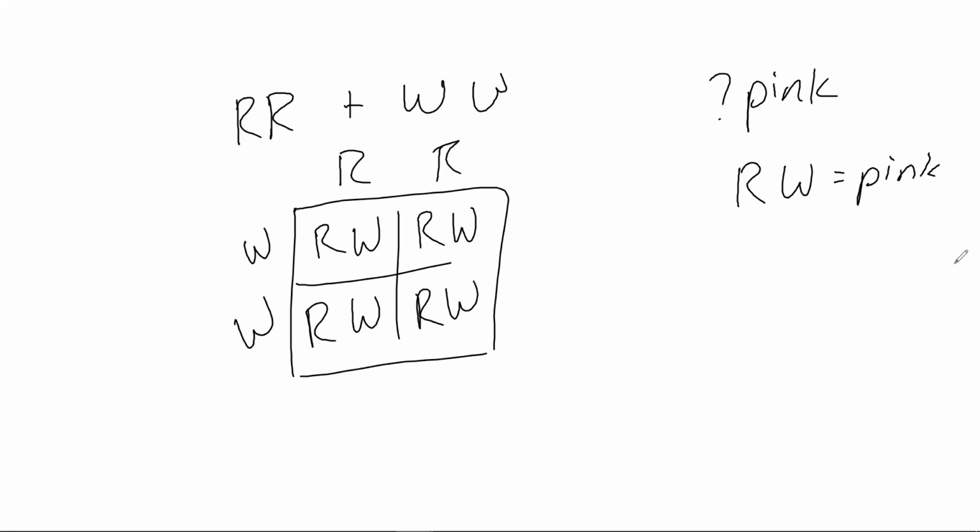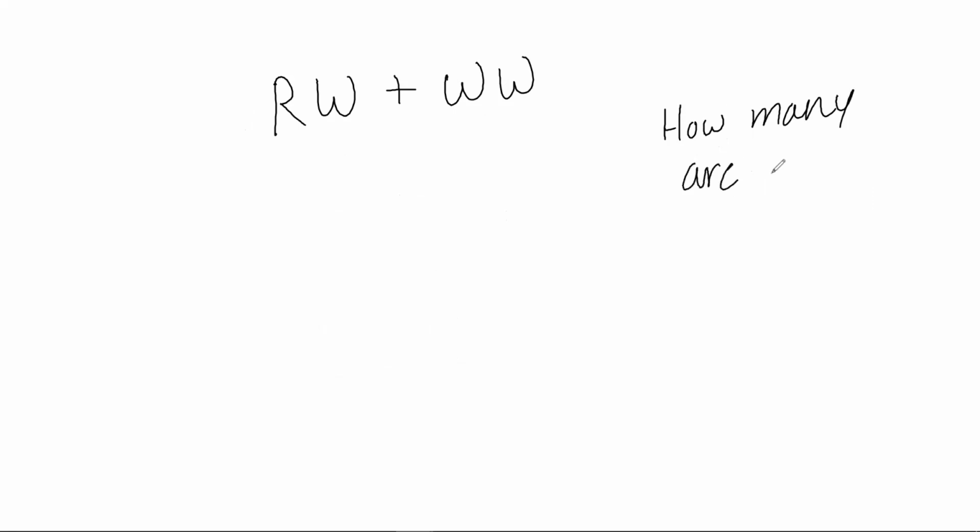So let's do a different scenario, right? Same incomplete dominance type, but I have a pink plus a white. What are the chances that they're gonna be white? So how many are white?